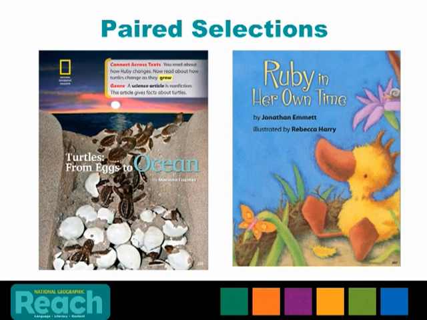Here is another example of the paired readings from grade 1, where we pair a National Geographic exclusive science article titled Turtles from Eggs to Ocean with a wonderful award-winning story, Ruby in Her Own Time. These reading selections will really keep your students engaged and also provide the rigorous instruction needed for academic success.